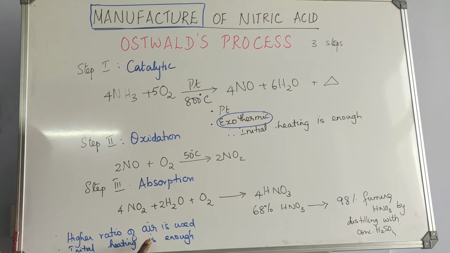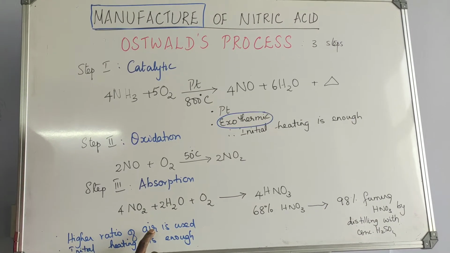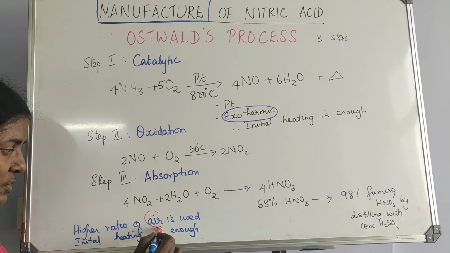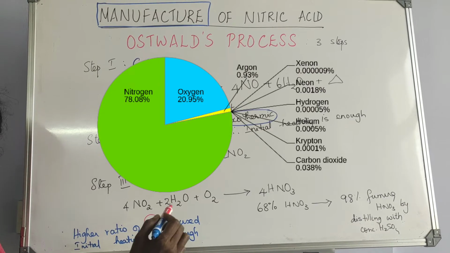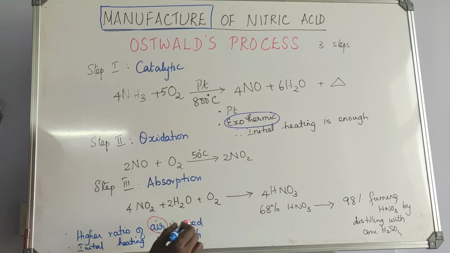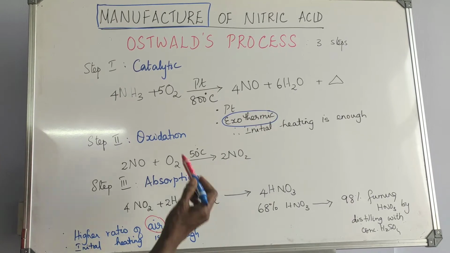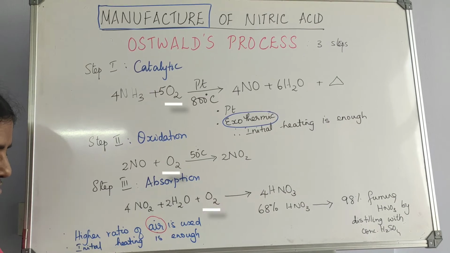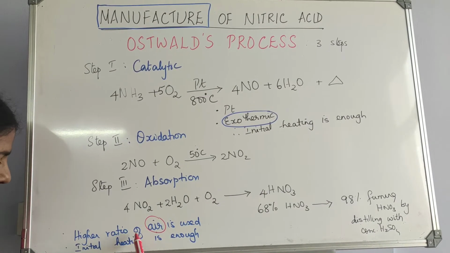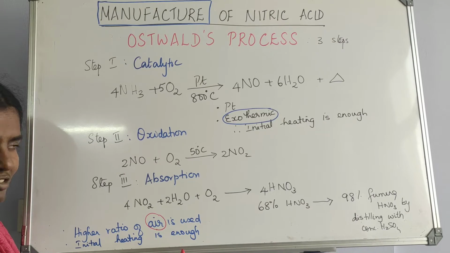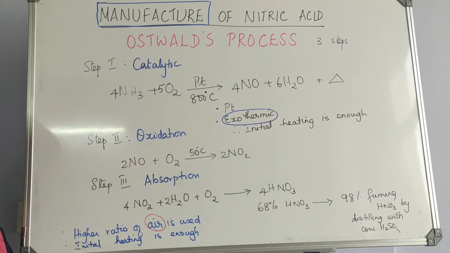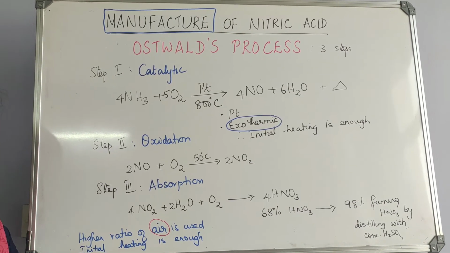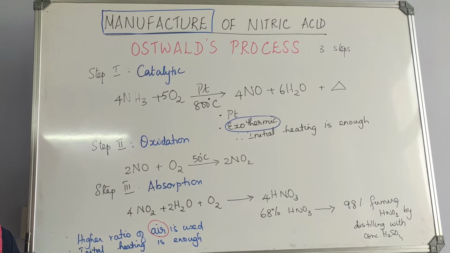Two things that we need to make a note of: a higher ratio of air is used. Why is a higher ratio of air used? Because we are not taking oxygen but we are taking air. 1/5 of the air is oxygen, so only 1/5 is available. The second reason is that all the 3 steps need oxygen for the reaction to happen. So that's why we use a higher ratio. And initial heating is enough because it is highly exothermic. So this is how nitric acid is manufactured by Ostwald's process.